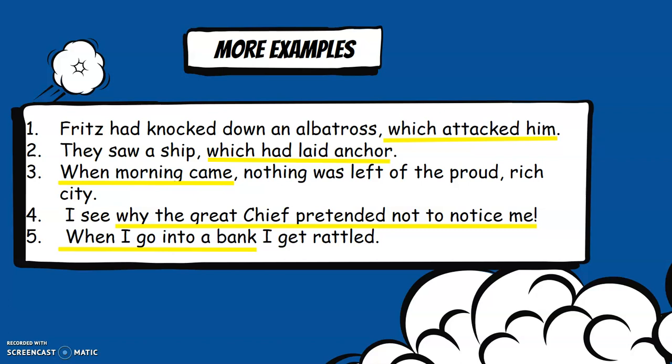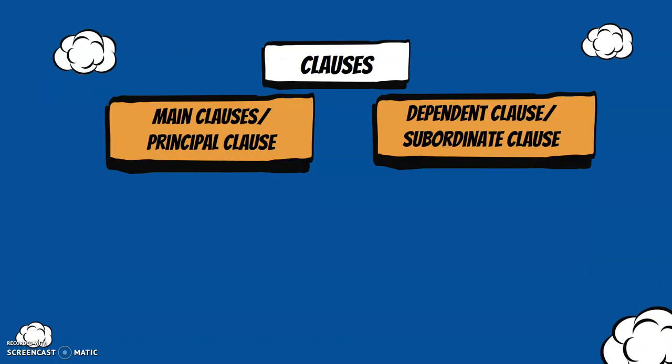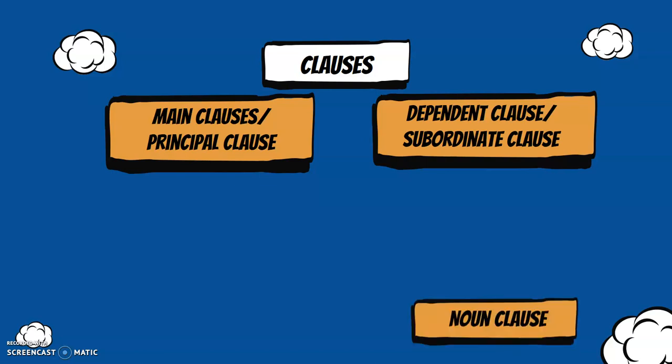So I hope you're clear with these two types of clauses, that is the main clause and the subordinate clause. So again, let's revise it. Clauses are divided into two parts. They are called main clause and subordinate clause. They can also be called principal clause and dependent clause. Now, here we will not stop. There is one more thing: the dependent clause is further divided into three parts, that is noun clause, adjective clause, and adverb clause.